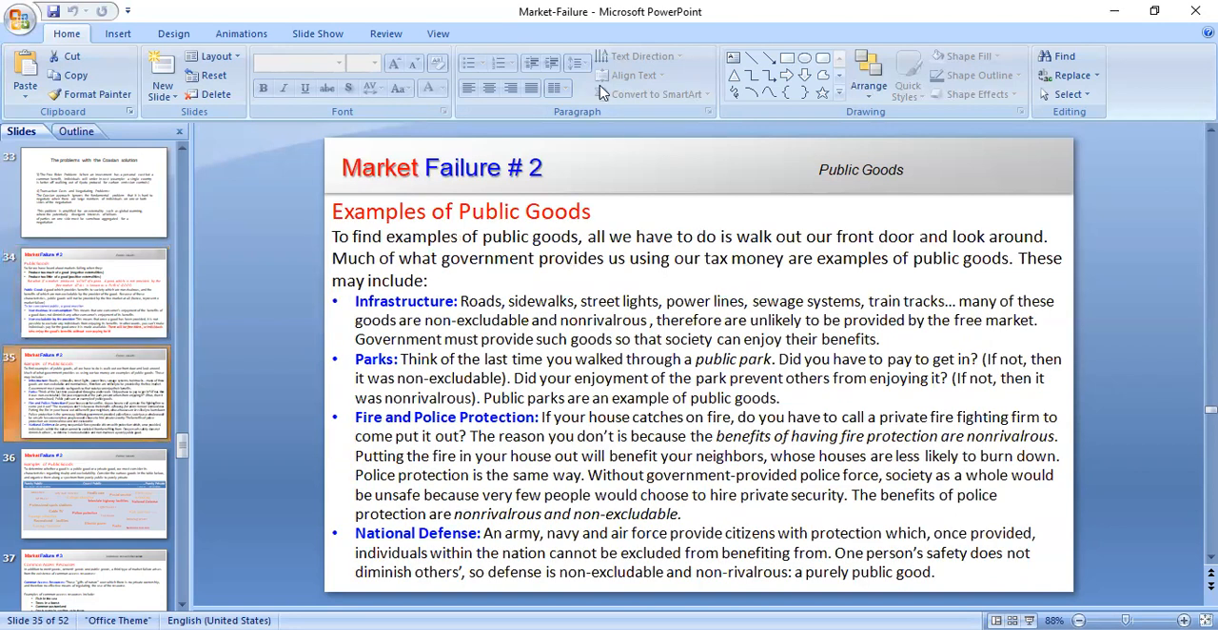So let us look at examples of public goods. We have infrastructure, and under infrastructure, we have roads, sideways, street lights, power lines, sewerage systems, train tracks. All those are examples of public goods as long as they have the characteristics of non-rival and non-excludable. Then we have public parks, which are also public goods. We have fire and police protection services as long as they are provided by the government and they have those two characteristics. Then national defense and national security. Those are examples of public goods.